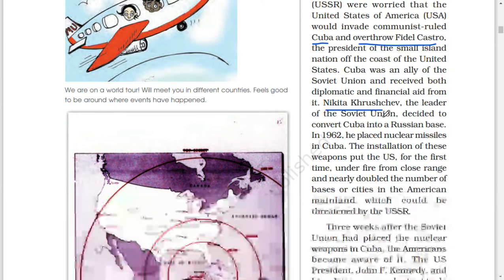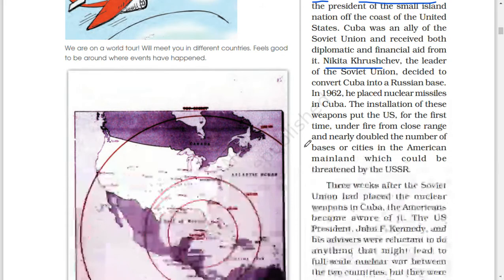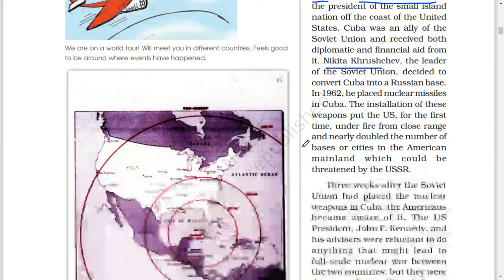The installation of these weapons put the US for the first time under fire from close range and nearly doubled the number of bases or cities in the American mainland which could be threatened by the USSR.